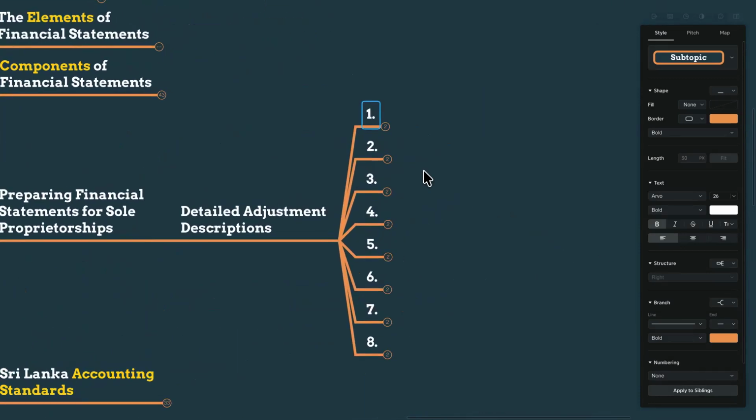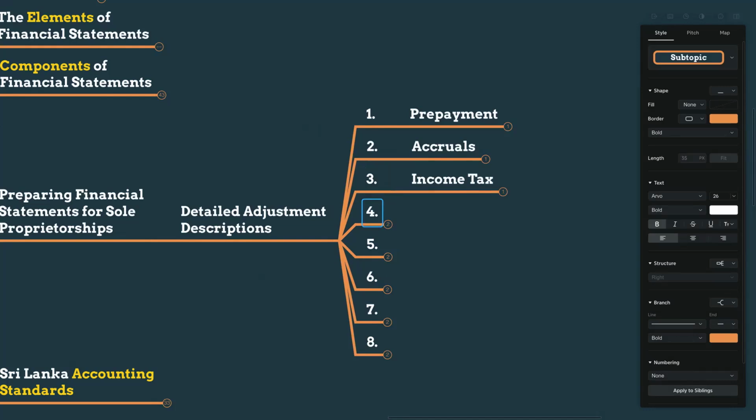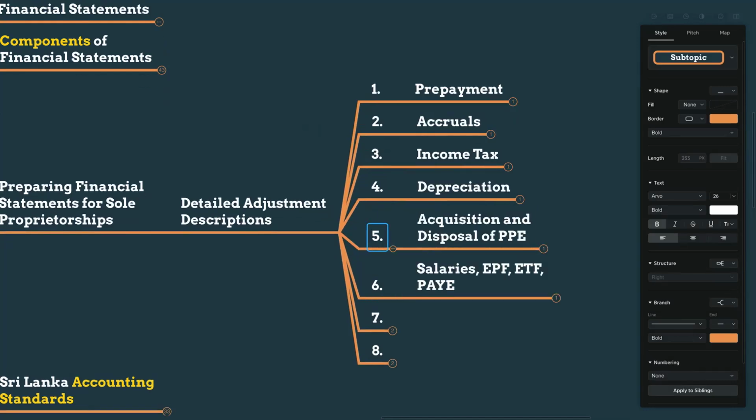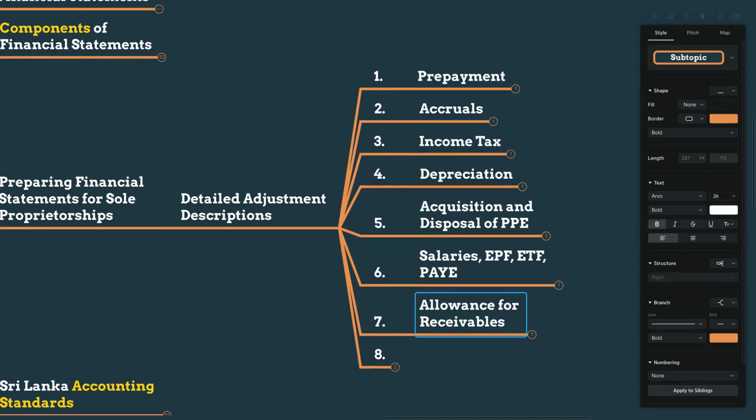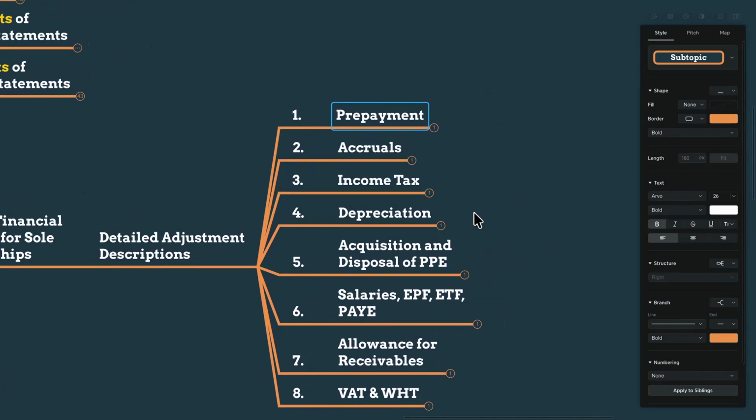Now, the adjustments they will test for you at this examination are prepayment, accrual, income tax, depreciation, acquisition, which means purchasing the non-current assets, and salary calculation about EPF, ETF, PAYE, allowance for receivables, VAT, and WHT. So these can be tested. So let me give you a very brief introduction here.